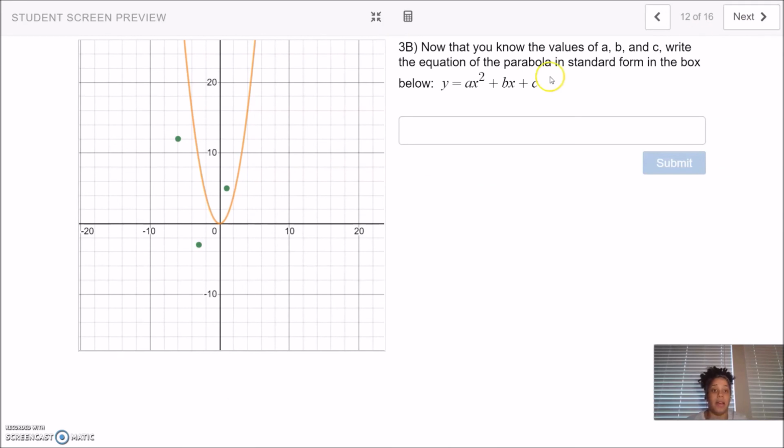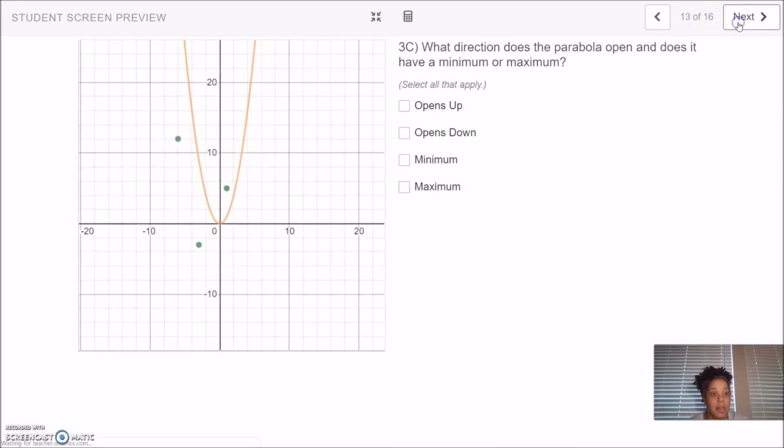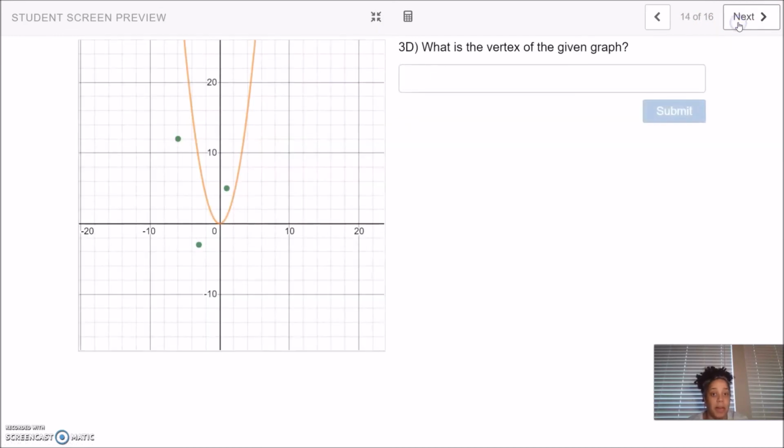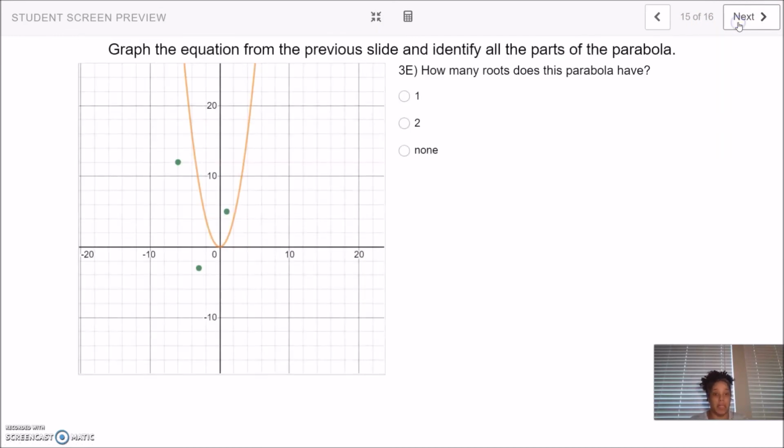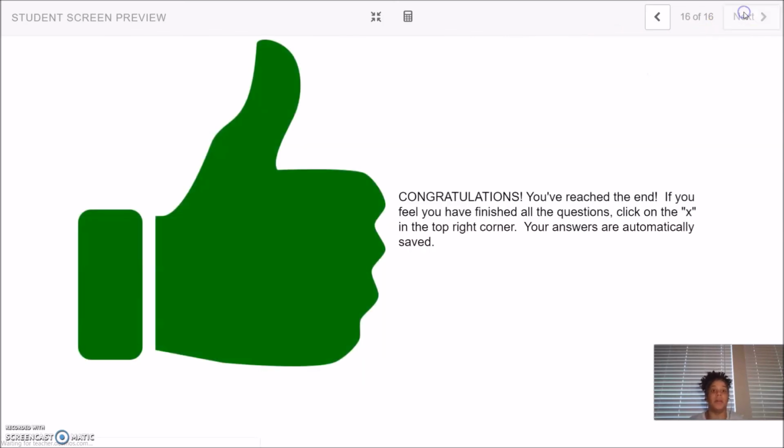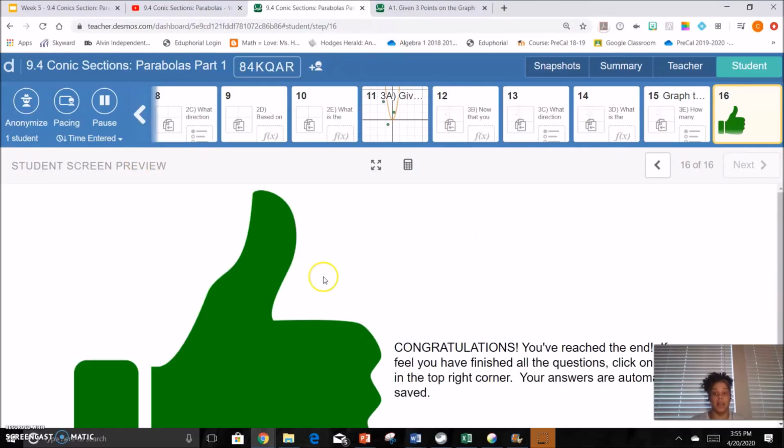Okay, and then it'll ask you what the equation is to write it here and what format to write it in. Open up or down, maximum, minimum, what is the vertex? How many roots does it have? This is one of your vocabulary words. If you don't know what roots is, I suggest you look it up. And then you're finished. Once you're done, all you have to do is click the X and it will close out for you and save your data in here. All right, if you have any questions, you let me know.